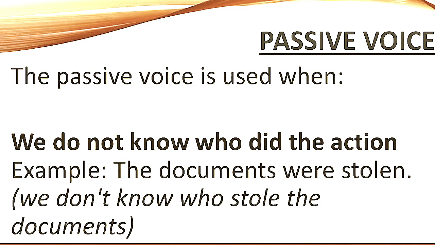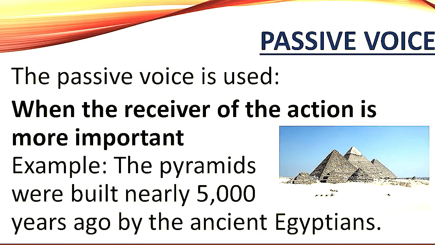So the passive voice is used when we don't know who did the action. For example, documents were stolen, so we don't know who stole the documents. The passive voice is used when the receiver of the action is more important than the doer. For example, the pyramids were built nearly 5,000 years ago by the ancient Egyptians. So here we want to keep the focus on the pyramids.